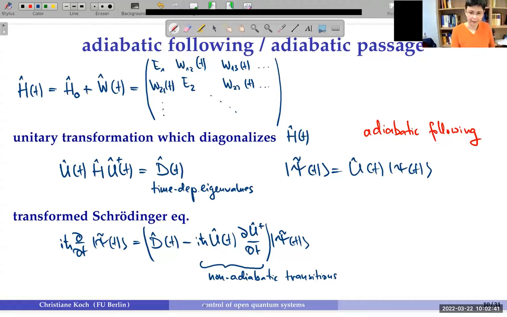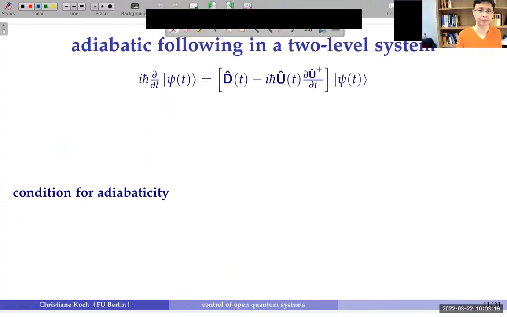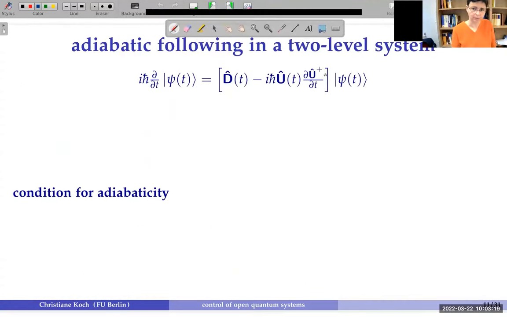In other words, if this term, or at least the off-diagonal matrix elements of this second term here are very, very small, then indeed I obey adiabatic following. I stay in the chosen eigenstate belonging to the chosen eigenvalue. So let's look at this in a bit more detail, and let's look at what this condition of having negligible off-diagonal elements really means for the specific case of a two-level system. Okay, so here's again our transformed Schrödinger equation. I just forgot the tildes.